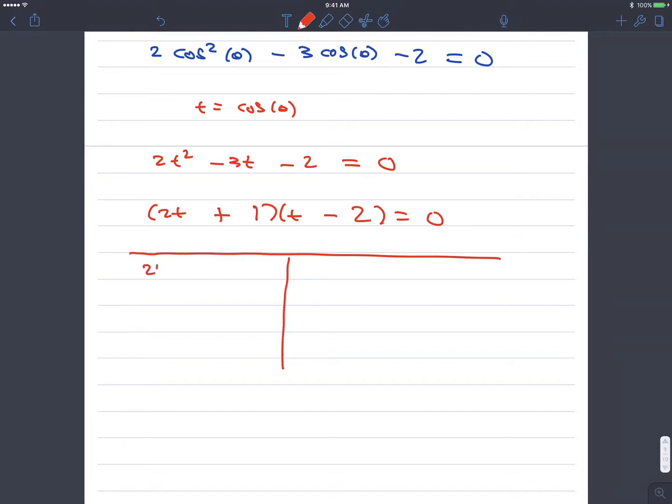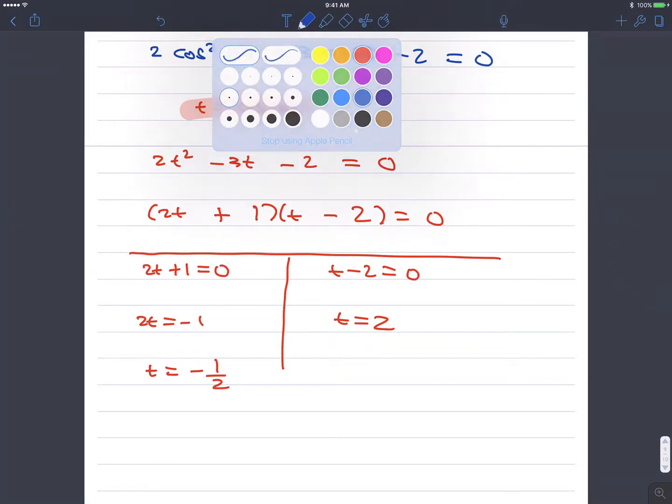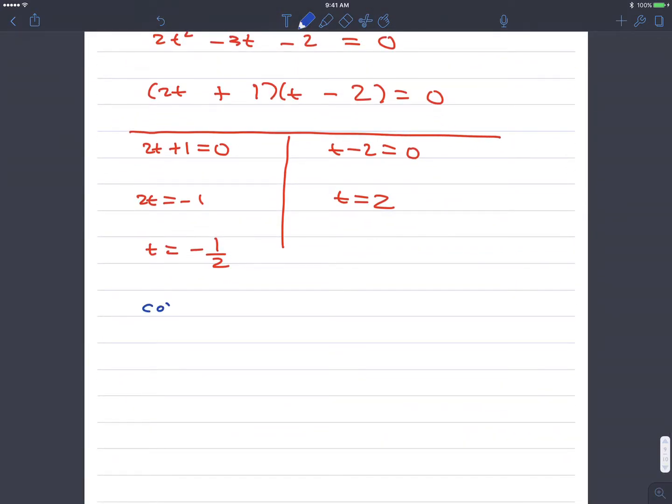I'll solve this equation a little differently. Okay? This means 2t is minus 1, or t is what? Negative 1/2. This means t is what? 2. Go back. What is t? It's cosine. So we have cosine of theta being negative 1/2. We got cosine of theta being 2.